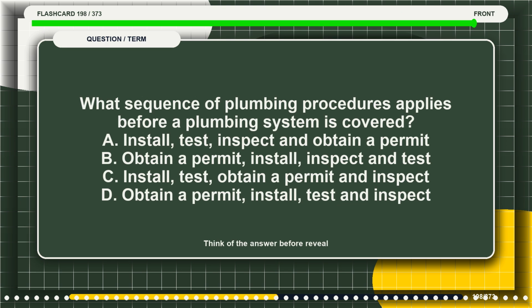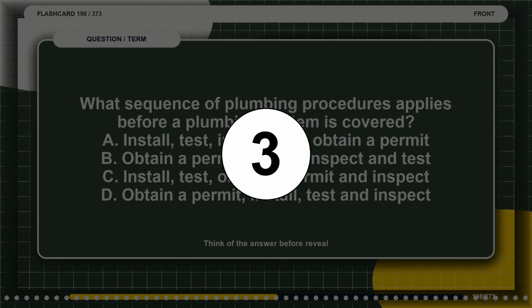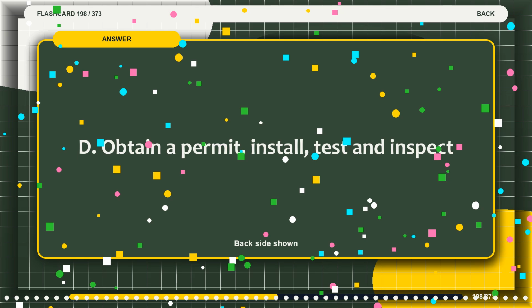Flashcard 198. What sequence of plumbing procedures applies before a plumbing system is covered? A. Install, test, inspect, and obtain a permit. B. Obtain a permit, install, inspect, and test. C. Install, test, obtain a permit, and inspect. D. Obtain a permit, install, test, and inspect. Think of the answer before the reveal. The answer is D. Obtain a permit, install, test, and inspect.